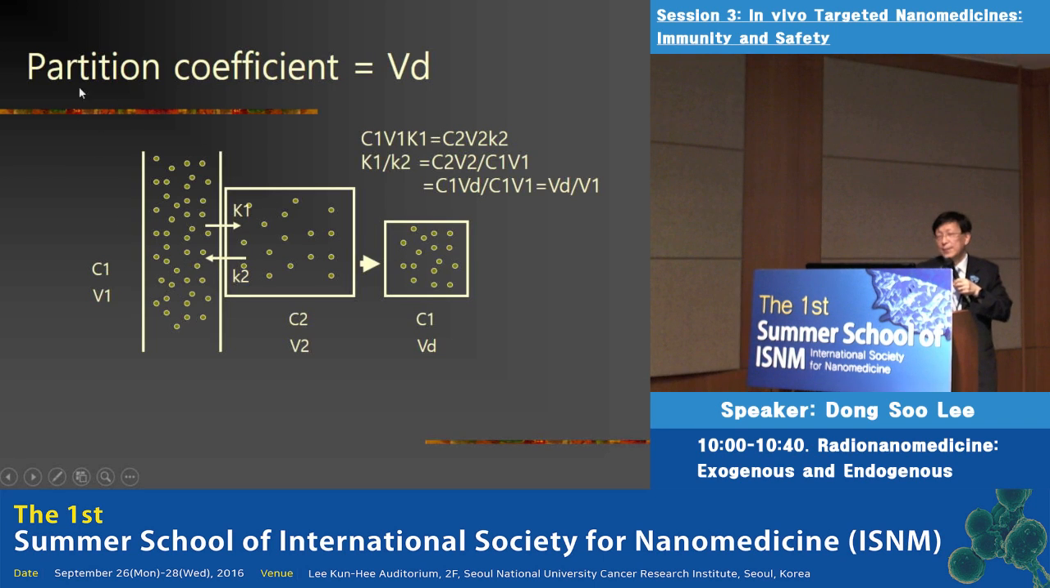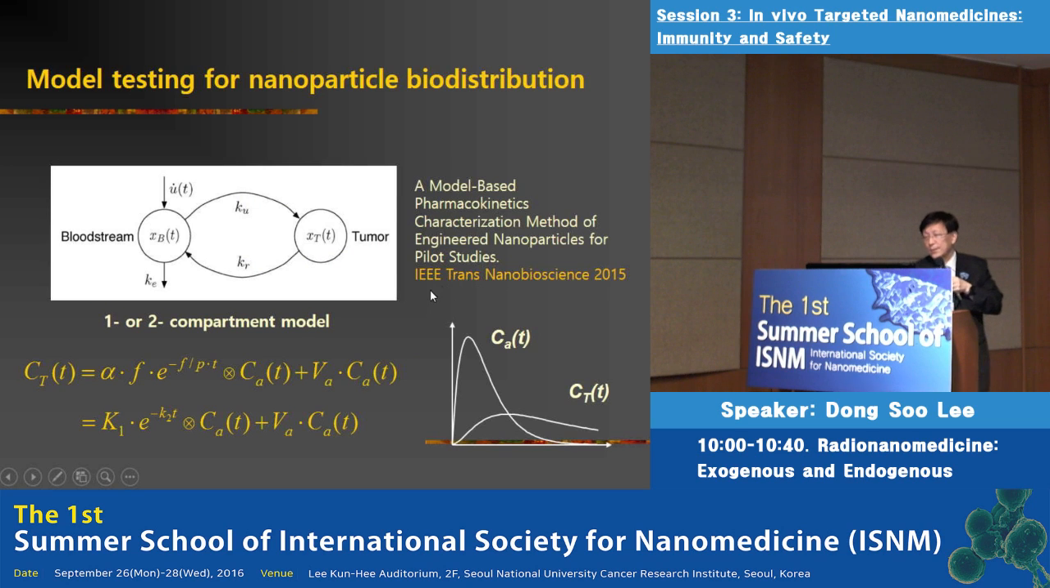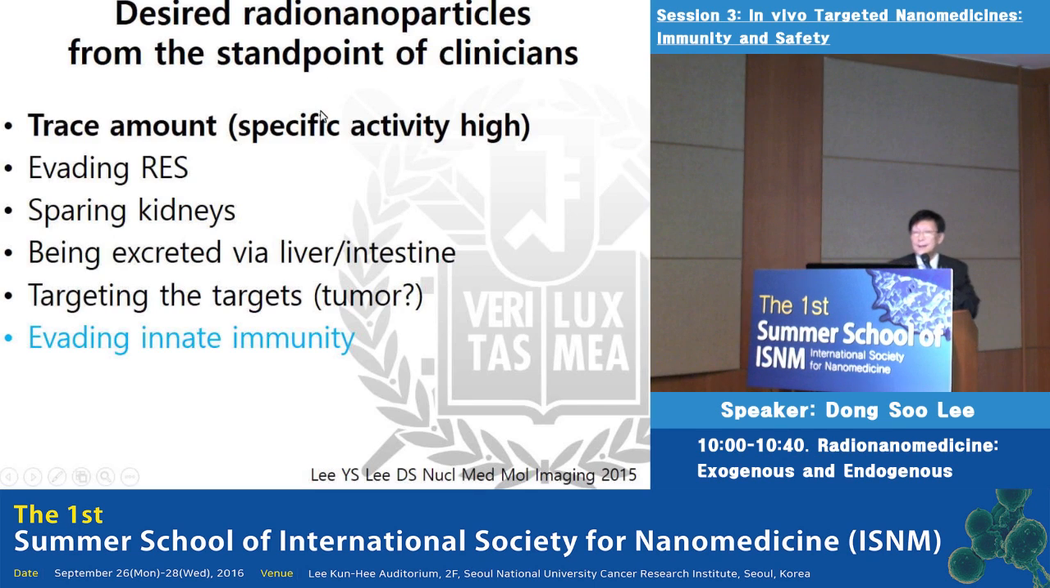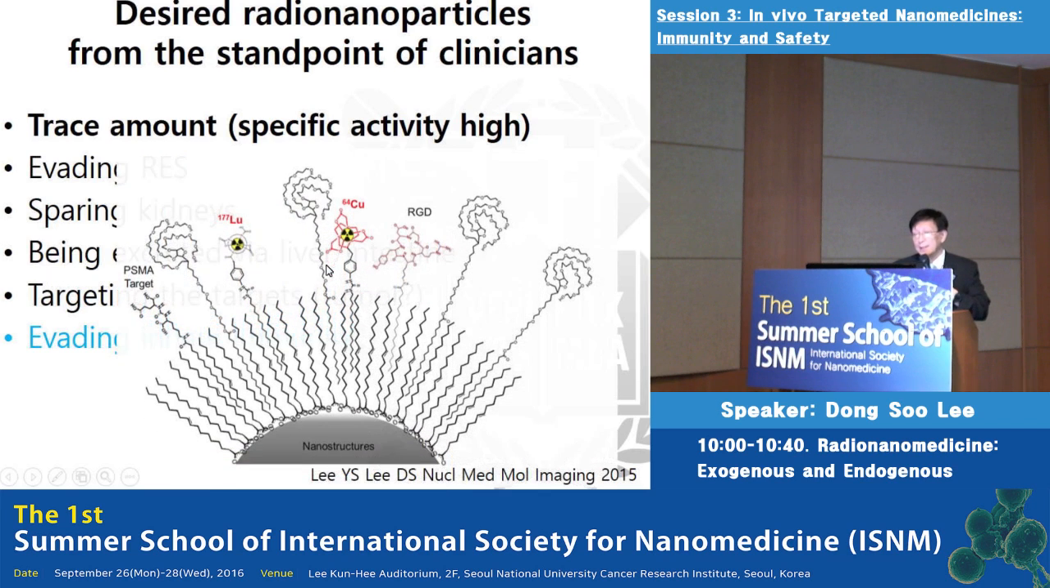Based on this idea, a larger volume of distribution means the concentration is lower, and if the concentration is the same, then the volume is shrunk. That was used successfully by another group, in IEEE Transactions on NanoBioscience. So design the radio nanoparticle from the standpoint of accretion and trace amount used, evading the RES and sparing the kidneys, being excreted via liver and intestine, targeting the targets and evading innate immunity. I don't know anything about innate immunity, so that should be done experimentally. So we are using this one.